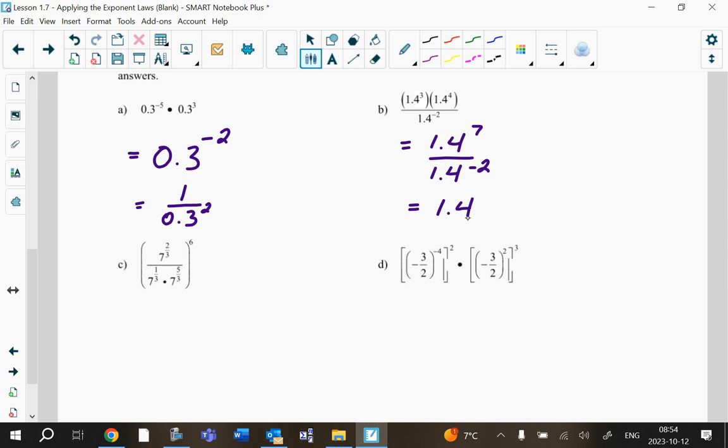Do your exponent laws first. Subtract. It's 9 because it's 7 subtract negative 2. It's not 7 subtract 2. It's 7 subtract negative 2, which becomes positive 9, which is a positive exponent, which means we're done. Okay?